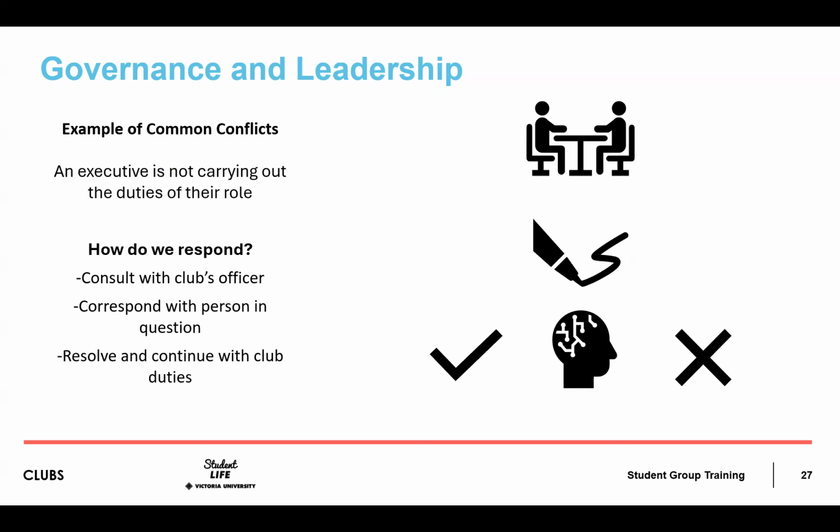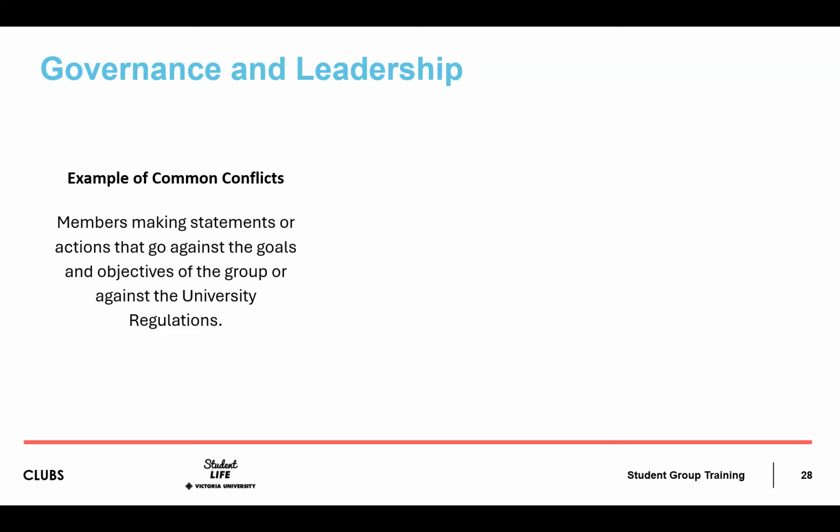Resolving this conflict would entail the president, or in case of their absence, the secretary, consulting with the club's officer, who will assist them in writing an official statement to the committee member in question. The statement should reiterate the expectations of the committee member and give examples of when they have not met these expectations. Give a warning and allow members a chance to redeem themselves. You can then allow the committee member to respond in a timely manner to either accept or dispute the claim.